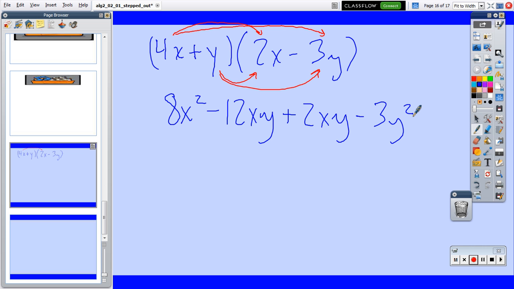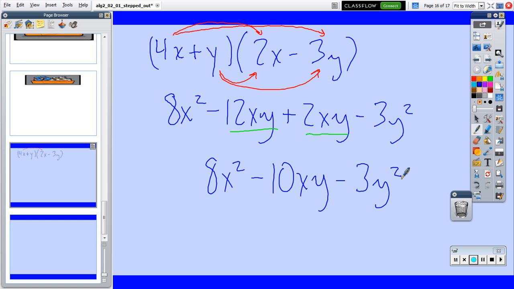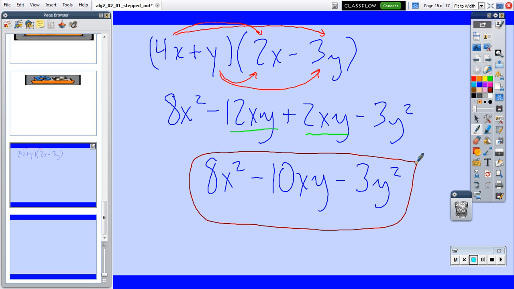So these two are alike. So these match. So I'm going to go ahead and combine them. And I would have 8x squared minus 10xy minus 3y squared. Now we have a simplified, expanded form of this expression that was given.